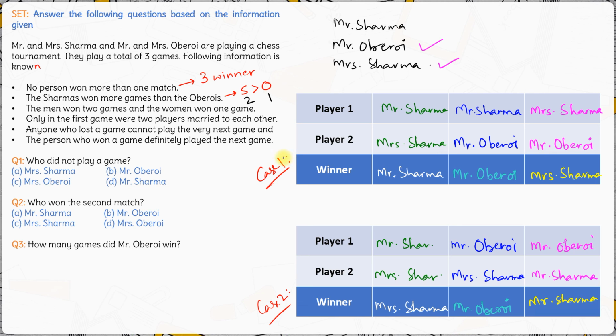Now let's look at the questions. Question 1, who did not play a game? If you look at both these cases, Mrs. Oberoi did not play even a single game. That means the answer to the first question is Mrs. Oberoi. Now who won the second match? In both cases Mr. Oberoi wins the second match, so the answer will be Mr. Oberoi. Now how many games did Mr. Oberoi win? Mr. Oberoi wins only one game in both these cases, hence the answer to this question is 1.